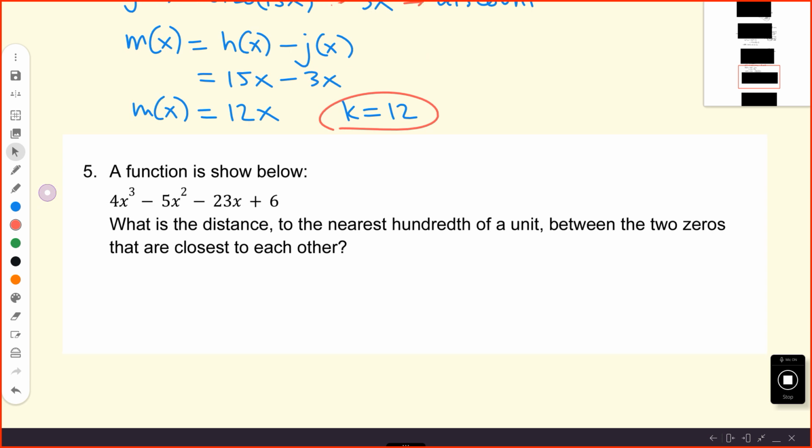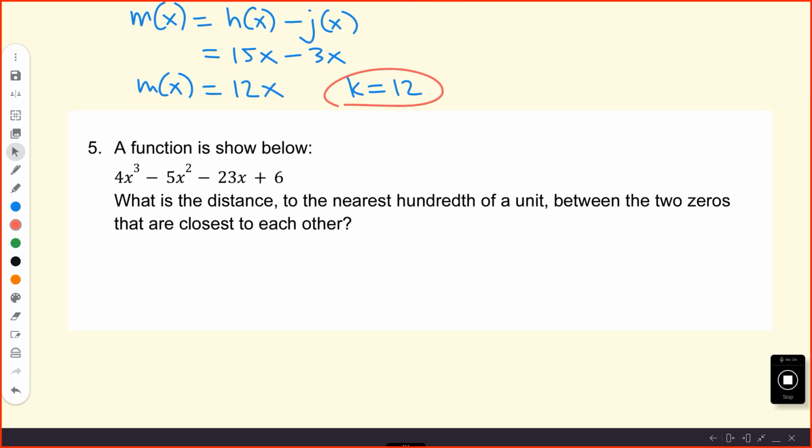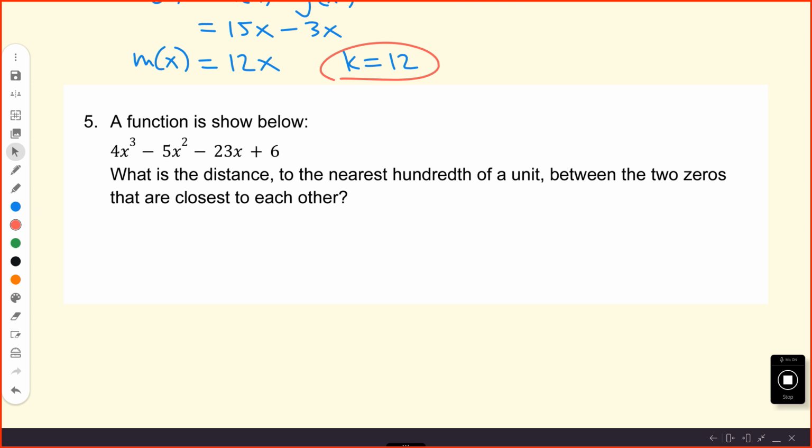Number 5, a function is shown below: 4x cubed minus 5x squared minus 23x plus 6. What is the distance, to the nearest hundredth of a unit, between the two zeros that are closest to each other? Because this is cubic, we should have 3 zeros. So we're going to find the closest two zeros and then find the distance between them, among the 3.